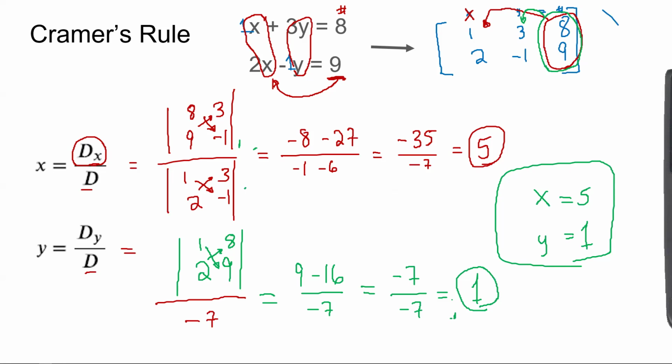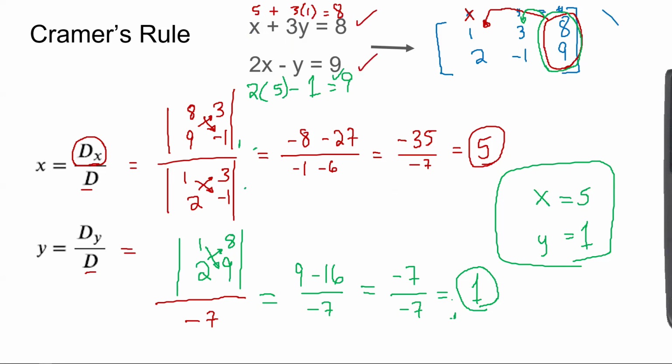Wonder if that's true. Could I check it? Oh, yeah. All I got to do is plug those numbers back in and see if I get the right thing. So down here on the bottom, I would have 2 times they're saying x is 5 minus 1. That would be 10 minus 1. That's 9. It worked, right? And then up here, if I put in 5 and 1, I'd have 5 plus 3 times 1. I'll be darned. That's 8. This actually works. Can you imagine?